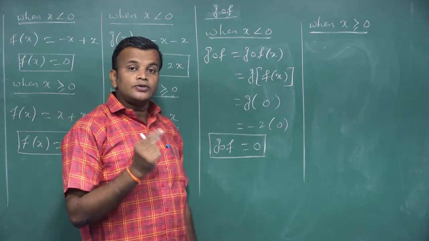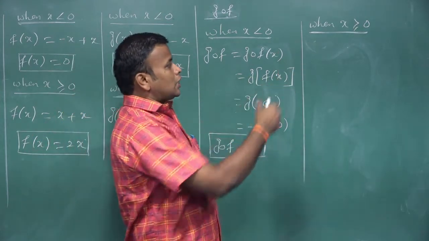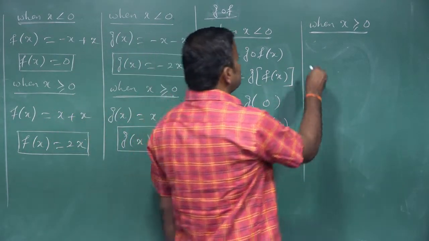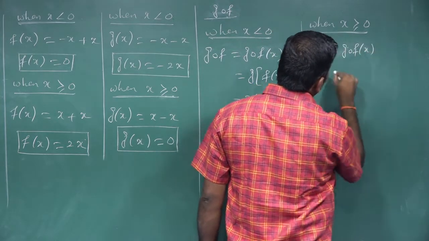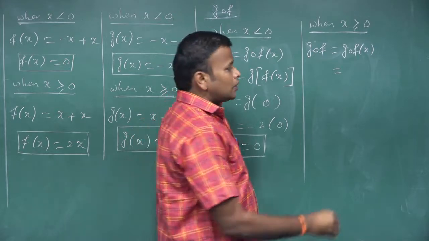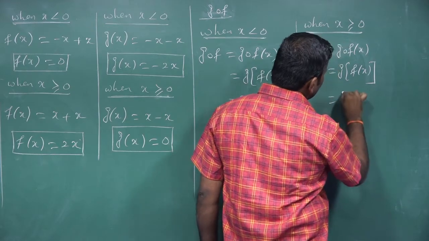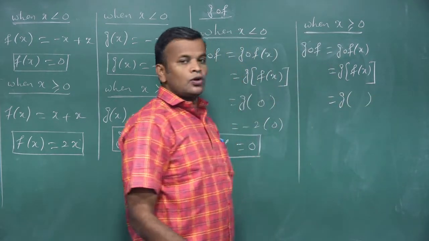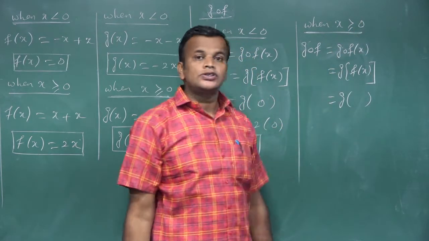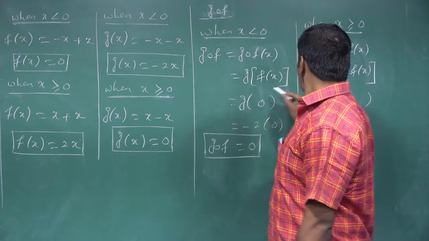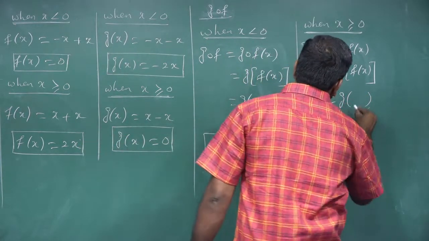Okay, now we found the value of g∘f when x is less than 0. What is the other case? When x is greater than or equal to 0. To find g∘f in the same way, how to write g∘f of x? Next step, g of f of x. What is the next step? To find the value of f of x when x is greater than or equal to 0, f of x is defined as 2x.